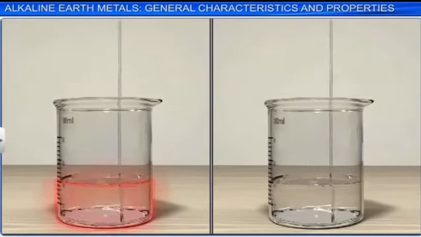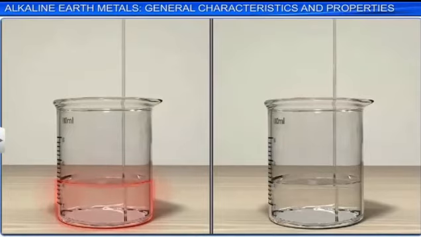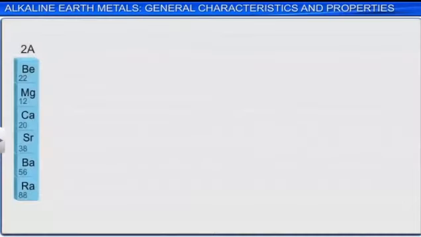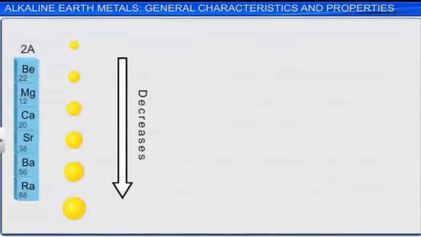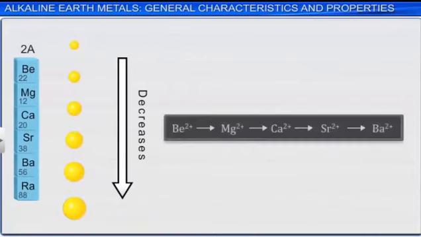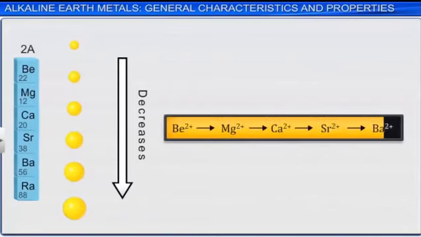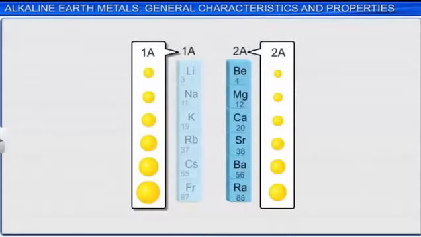Hydration enthalpy is defined as the amount of energy released when 1 mole of an ion is dissolved in a large quantity of water. As ionic size increases, hydration enthalpy decreases. Therefore, we observe a decrease in hydration enthalpy from beryllium through barium. The group 2 metal ions have larger hydration enthalpies than the corresponding group 1 metal ions.